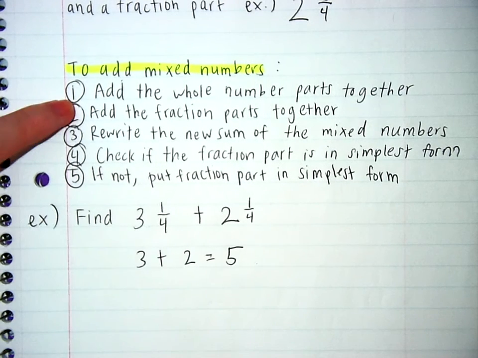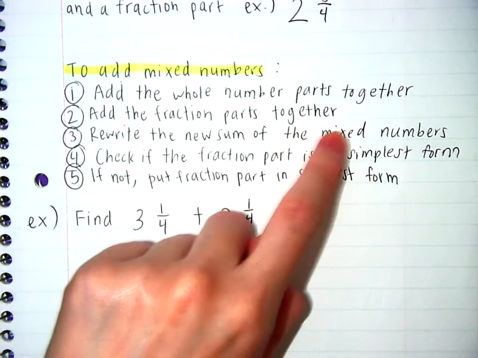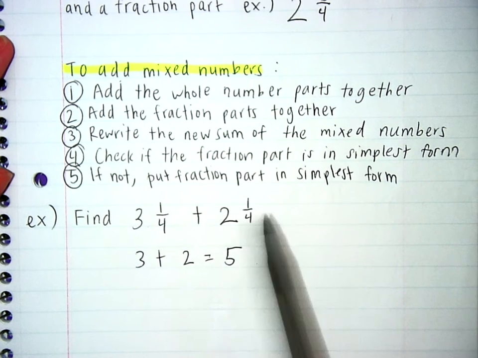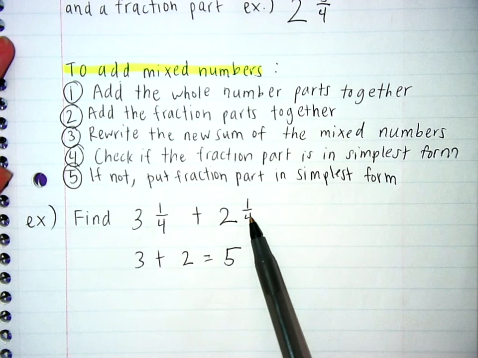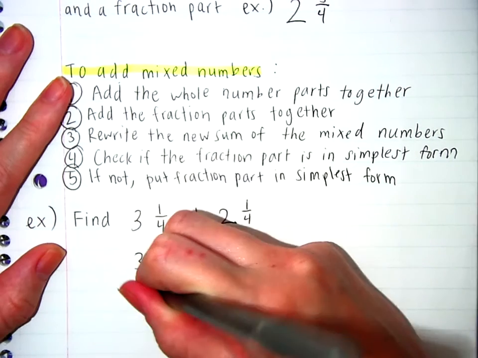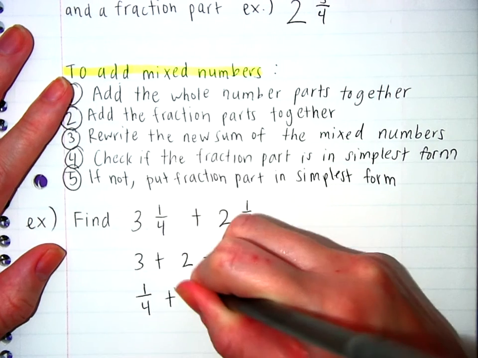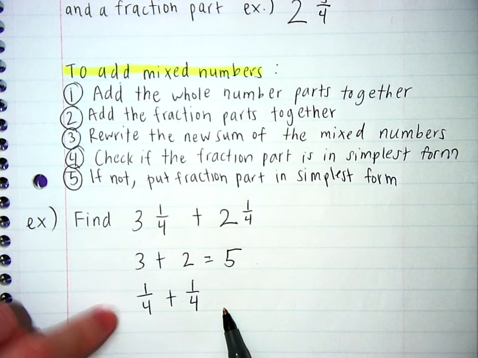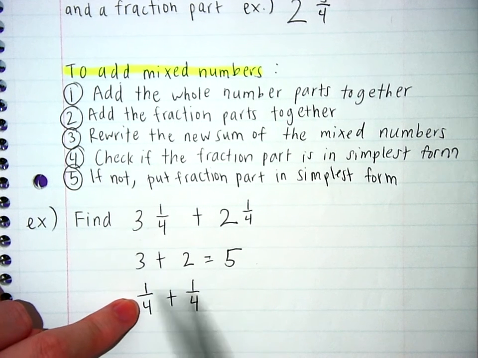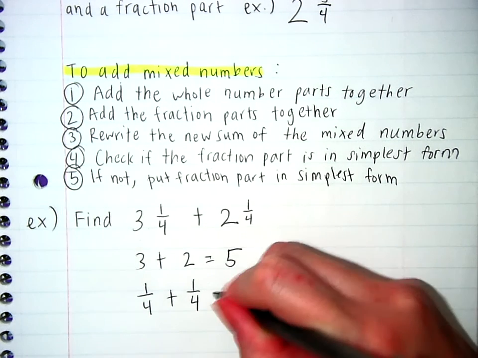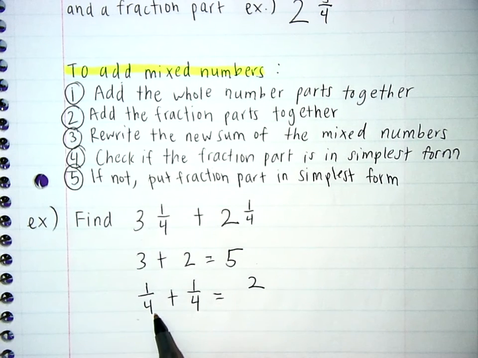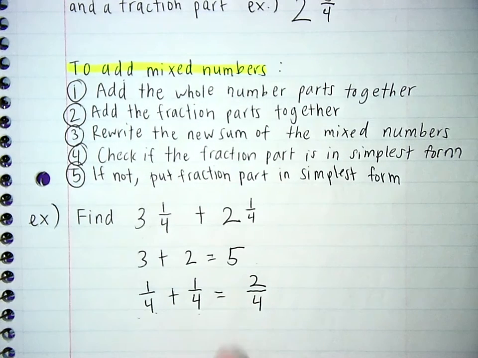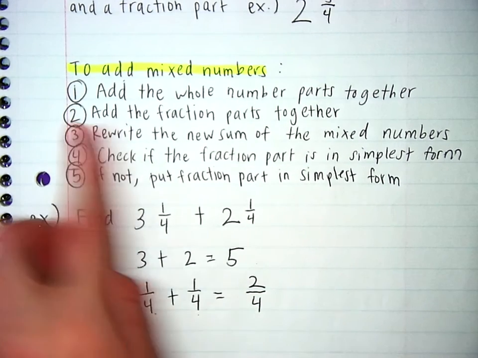Now, that's the first step. Second step is to add the fraction parts together. In this mixed number, the 1 over 4 is the fraction part. In this mixed number, the 1 over 4 is the fraction part as well. So remember, when we are adding fractions, we only add the numerators and we keep the denominator the same. So the numerator is 1 plus 1, and that will give me 2. I keep the denominator the same, which is 4. So my fraction parts added together is 2 over 4.